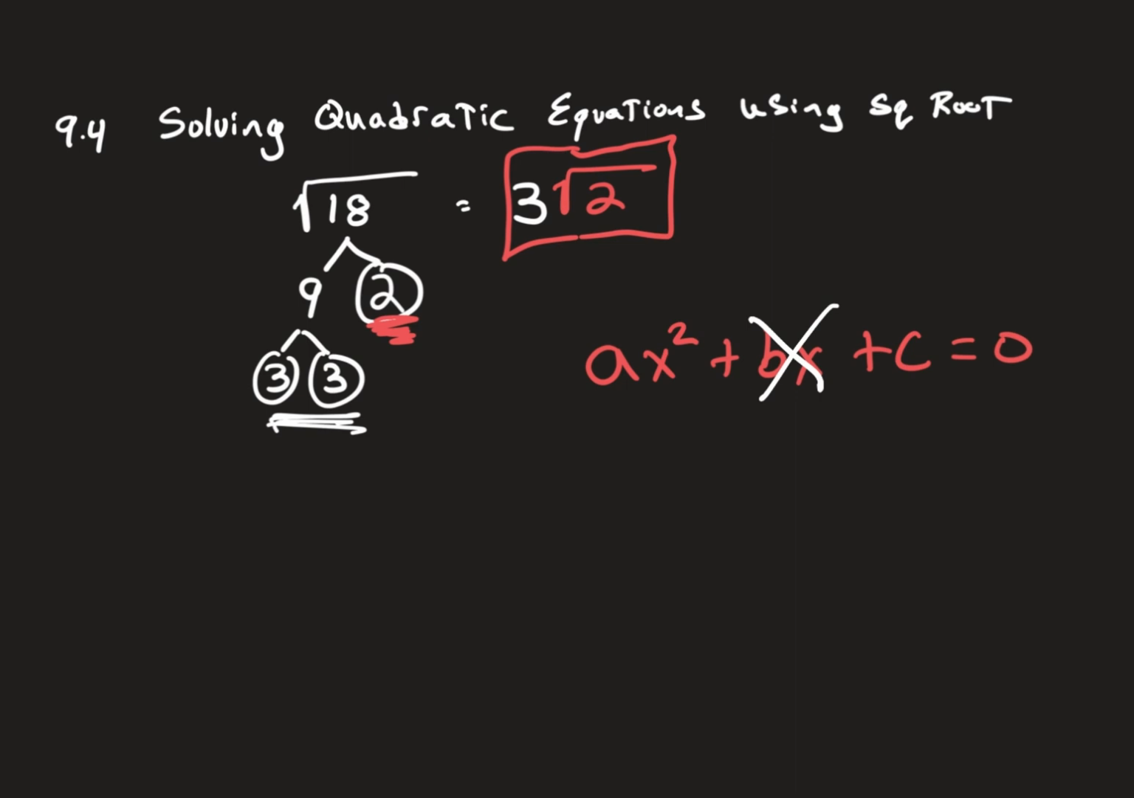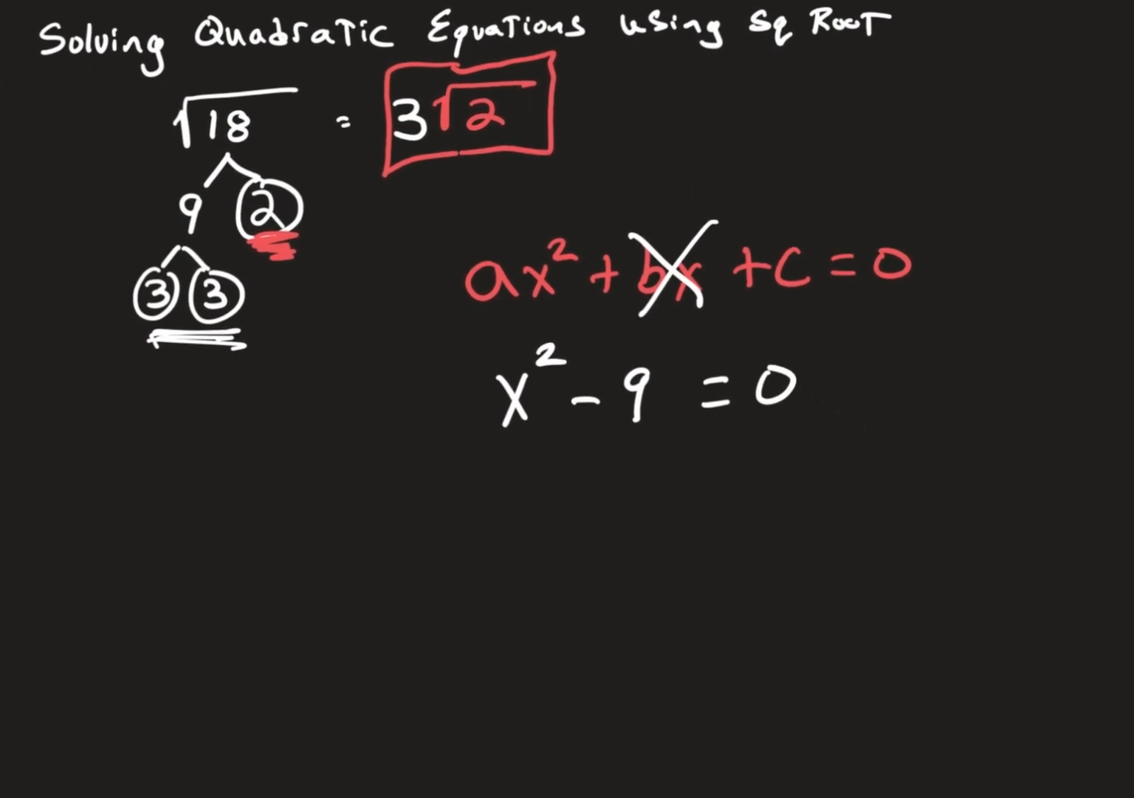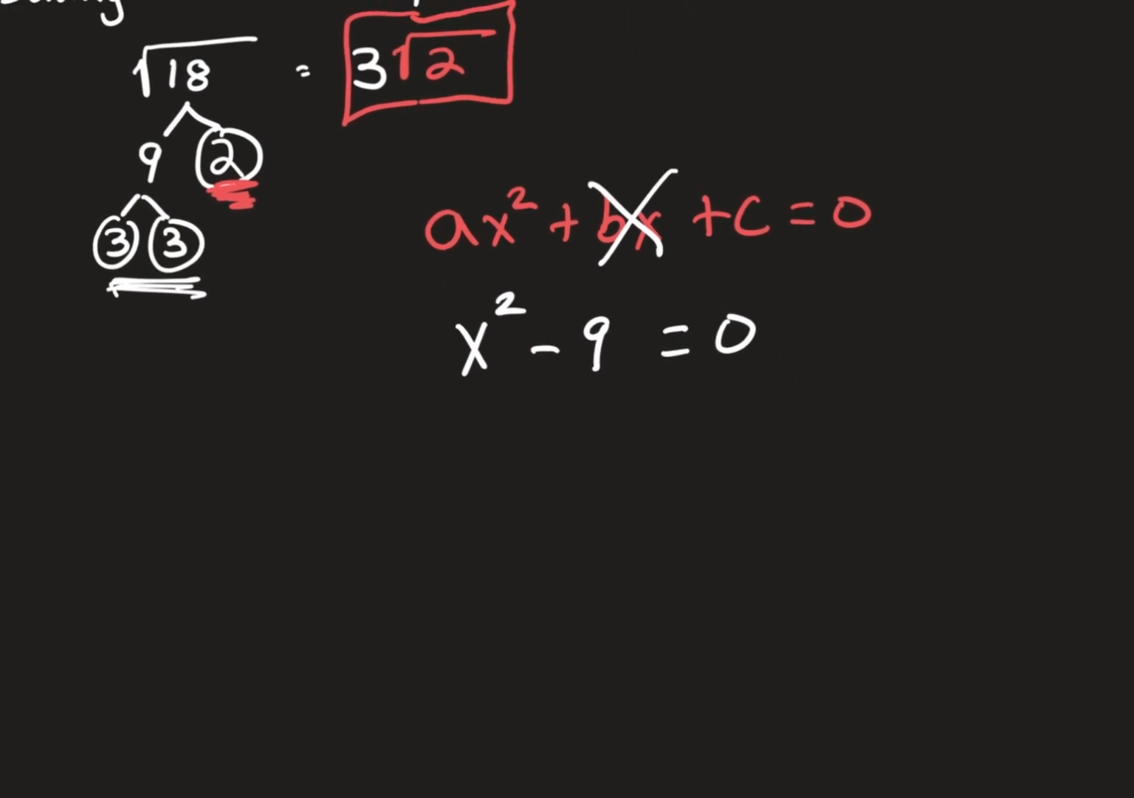So, for example, let's say we have something like x squared minus 9 is equal to 0. Notice that there's no b value in there. Could we factor this? Yes, we could. Today we're not going to factor, however. This one factors. You're going to run into a lot of them today that do not factor. And we want to have a different way to be able to solve these if they don't factor.